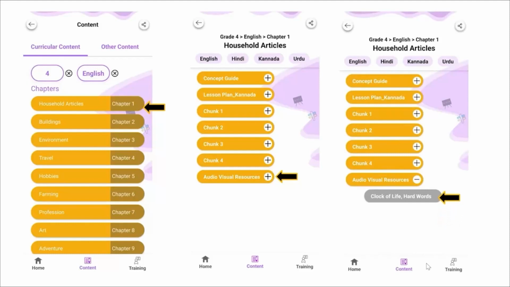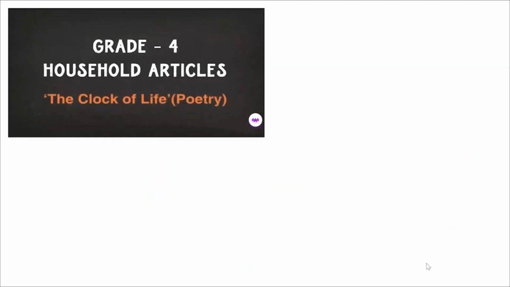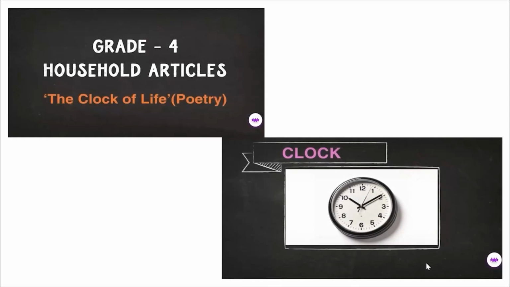Clicking on those will lead you to videos that you can use in your classroom to explain hard words, to have the right kind of pronunciation. You can also use them to recite a poem with the right kind of intonation and have the story read out for the children in the form of a video.